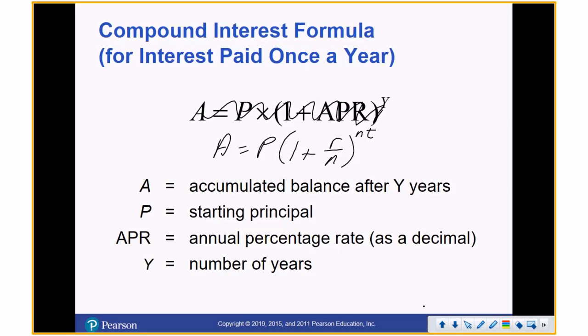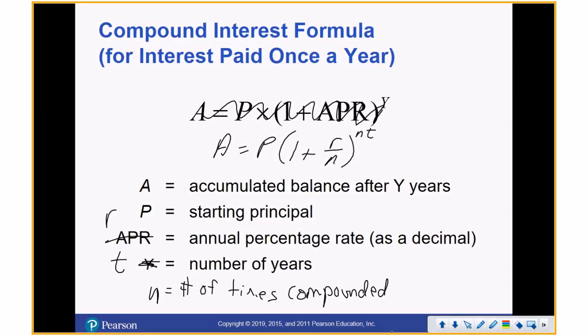Now, what are all these things? Well, A is the balance. P is the principal, what you put in. APR, we're going to change that to R, meaning rate. That's usually a decimal or a percentage. And we're going to change T to the number of years, and N is equal to the number of times it's compounded.